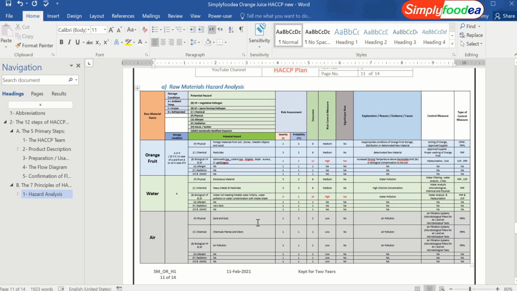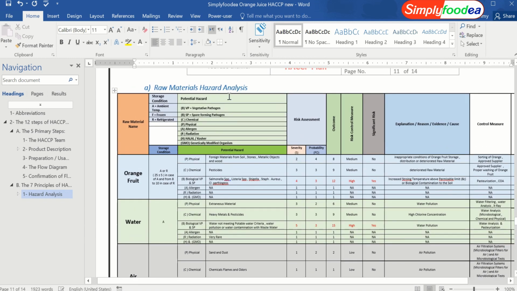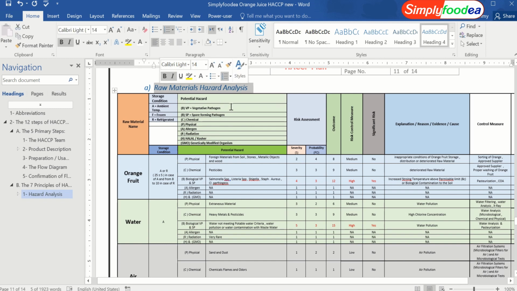Later on, we have trained ourselves how to make the raw material risk assessment in the raw material hazard analysis. The hazard analysis must be done for 3 things: the raw materials, the packaging materials, and the process.